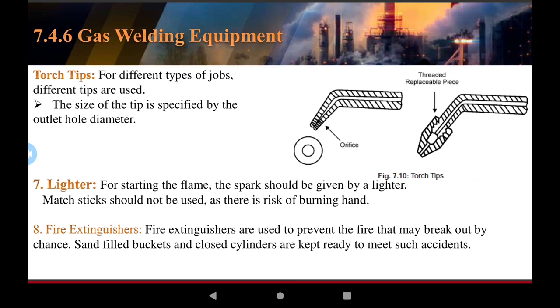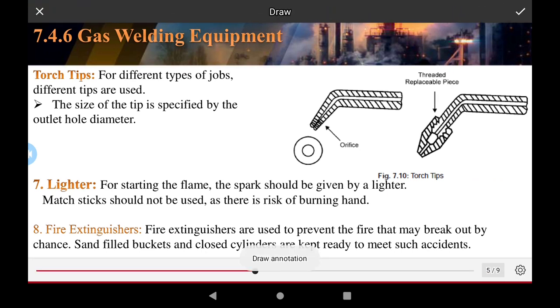Gas welding equipment, continued. Torch tip. This is the torch tip of the gas welding equipment. Different types of jobs use different tips. The size of the tip is specified by the outer diameter of the hole. This is the outer diameter, and this is the inner diameter of the hole.